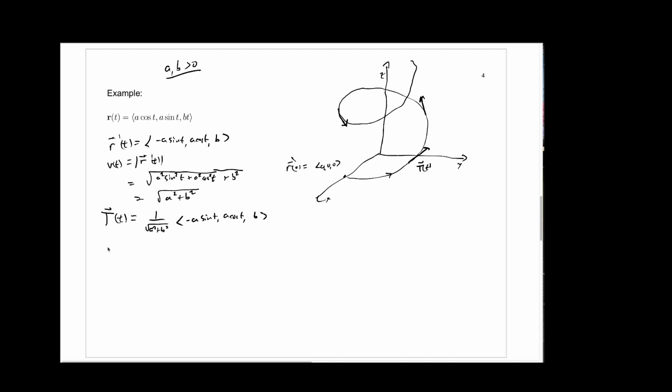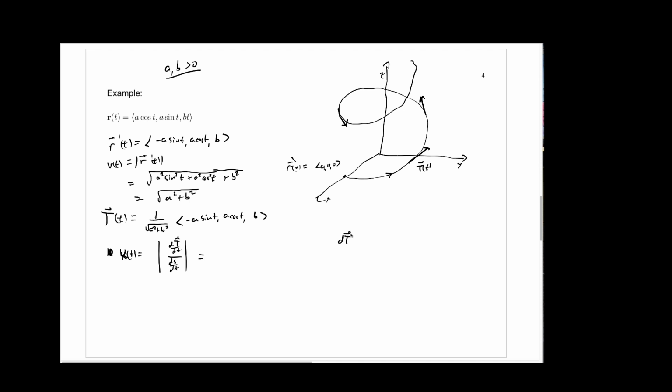Is it going to be easier for us to compute kappa, written like that, kappa of t, which is the length of dT/dt divided by ds/dt? Remember, ds/dt is just this, the speed function. So I'll do a separate computation over here.